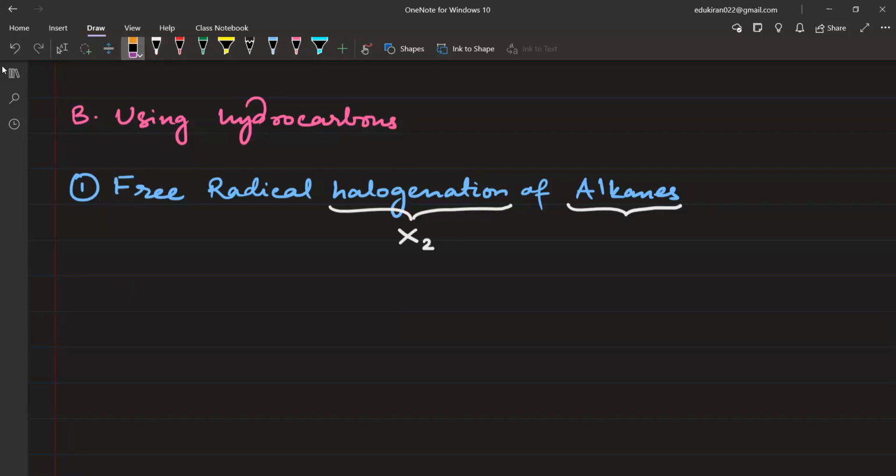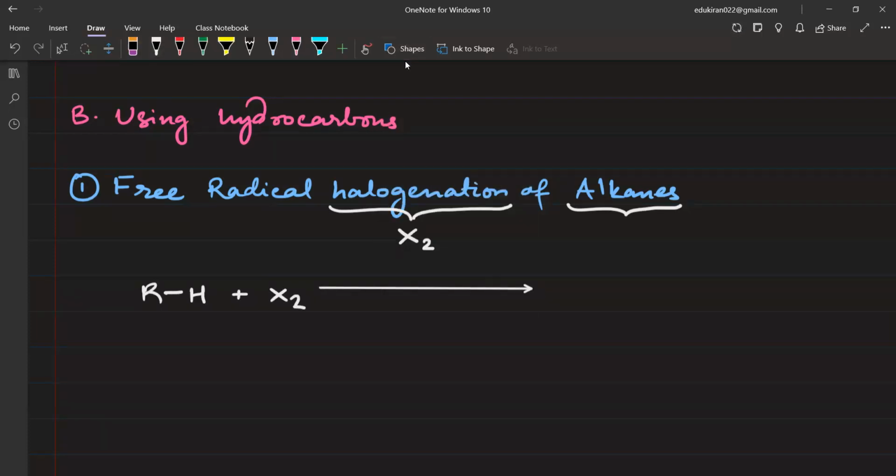Alkyl group, for example, methyl is CH3 and methane is CH4. So you add one hydrogen to an alkyl group, you will get an alkane. So alkanes are generally shown as RH. Alkyl group with one hydrogen will give you an alkane. Now we are doing halogenation, that means we are going to react with X2.